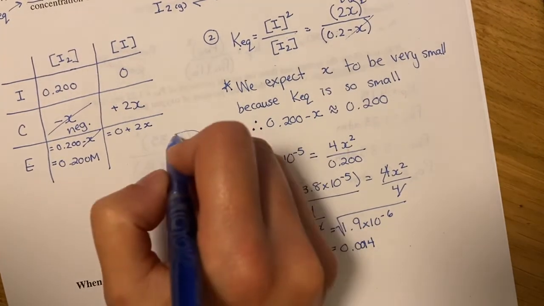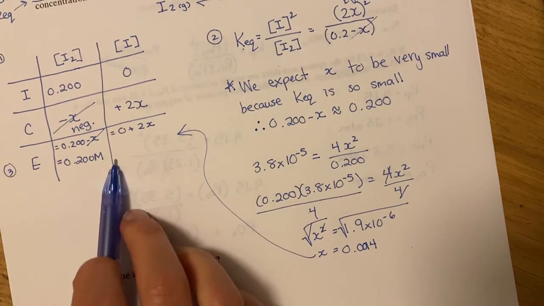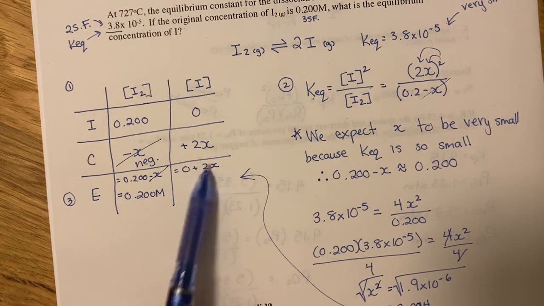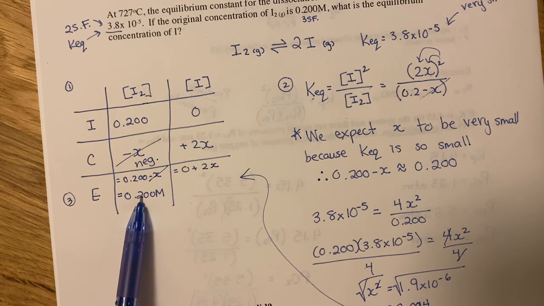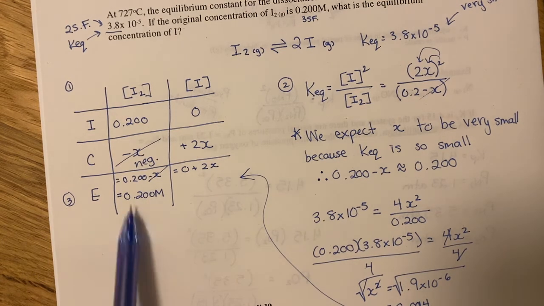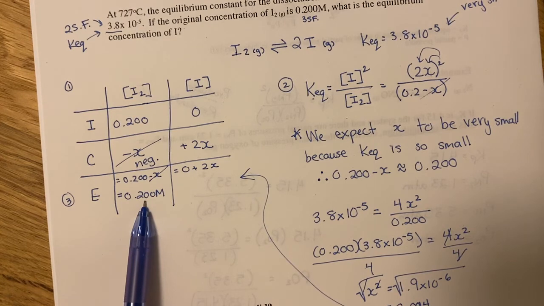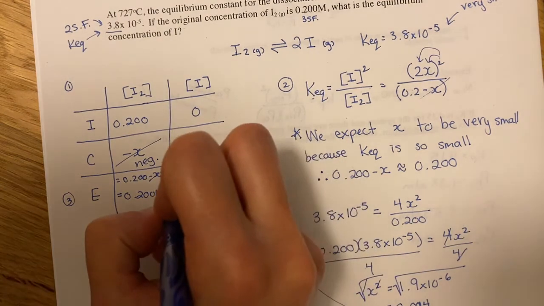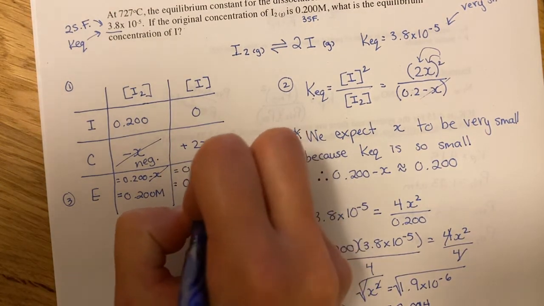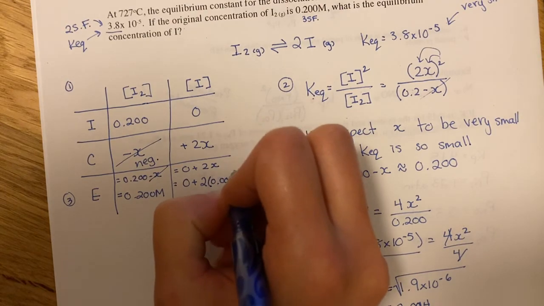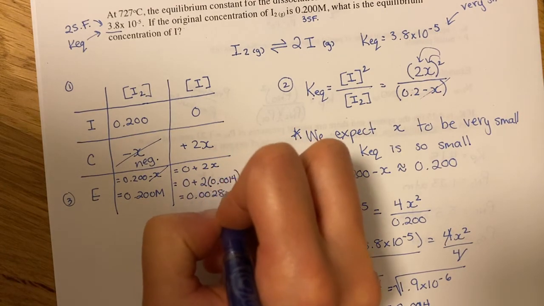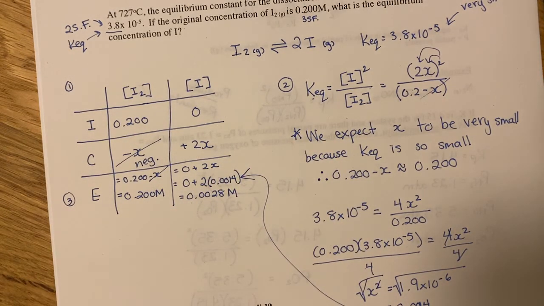Once we know what x is, step number 3 is to sub that x into our ice table and determine those equilibrium concentrations. So here, even if we were to sub the x in, 0.2 minus 0.0014 is just going to give us 0.2 again. So we don't need to really do anything with that. But the question asks us for the concentration of I. So here we have 0 plus 2 times 0.0014. That's going to give us 0.0028 moles per liter as our equilibrium concentration of the iodine atoms.